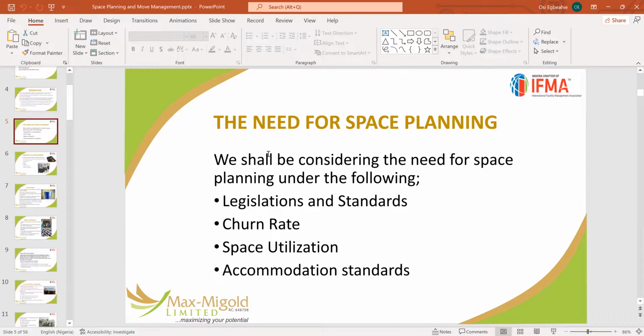The need for space planning. We shall be considering the need for space planning under the following subheadings. One, we look at legislation and standards. We look at churn rate, we look at space utilization and accommodation standards.